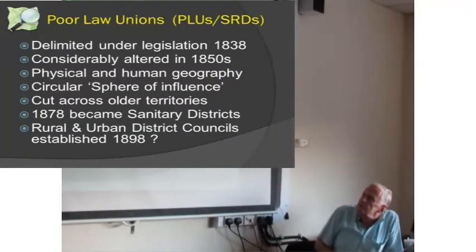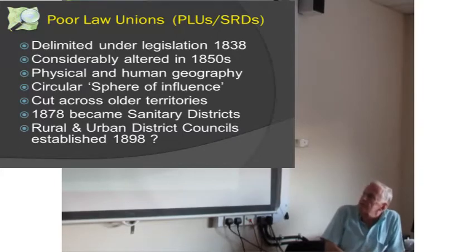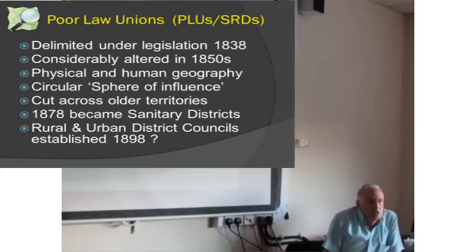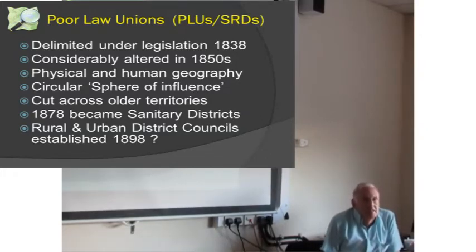The poor law unions were delimited under legislation in 1838. They were altered in the 1850s. They were designed to represent what they called physical and human geography. So they would be based around a largish town to serve an area that would gravitate towards that town. And if they were going to put a workhouse there, nobody would have an excessively far distance over anybody else to get to it.